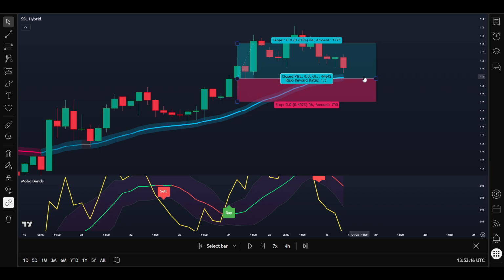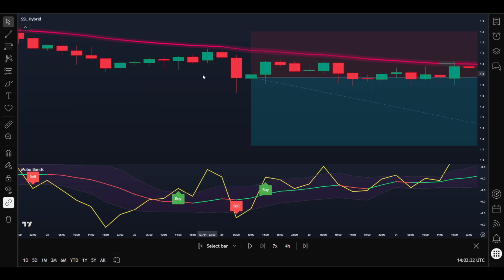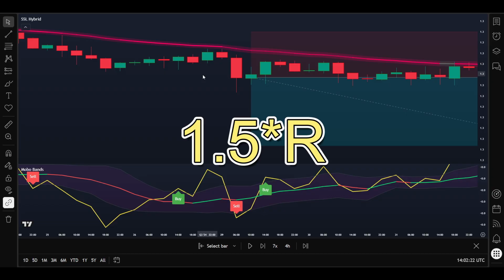Execution rules for all trades. Act only on closed candles and enter on the next candle open. For longs, the stop goes below the most recent meaningful swing low. Use a clear pivot from the last 5 to 10 candles. For shorts, the stop goes above the most recent meaningful swing high. Target is always 1.5 R.